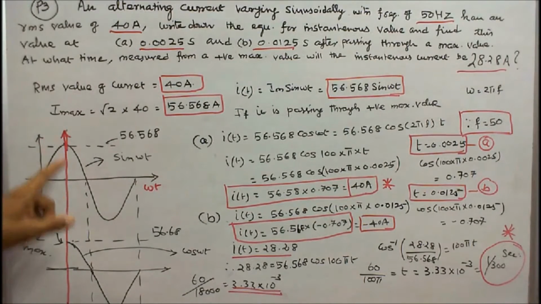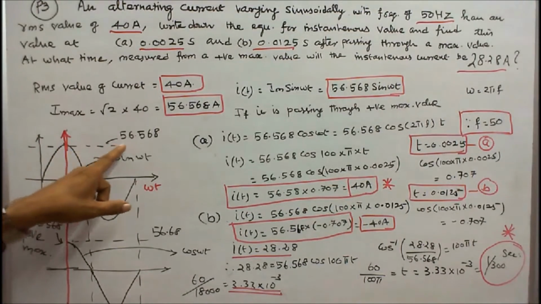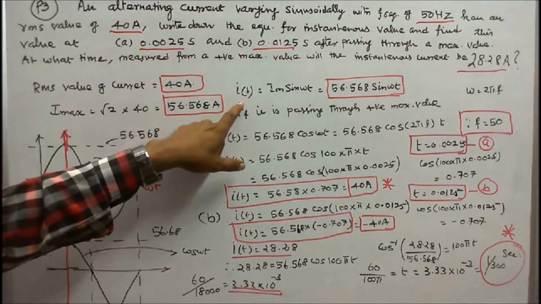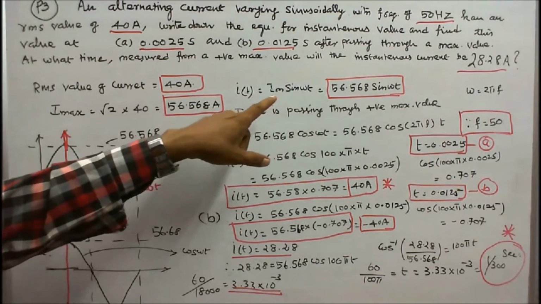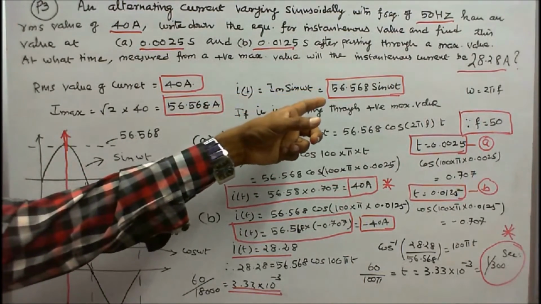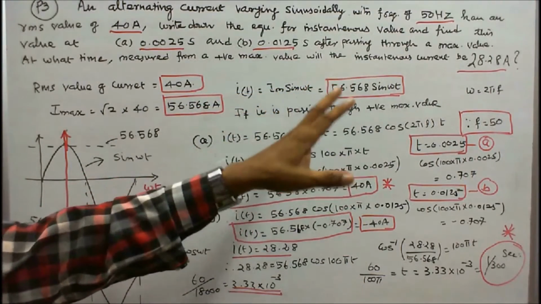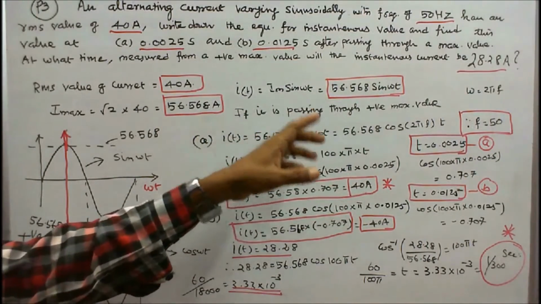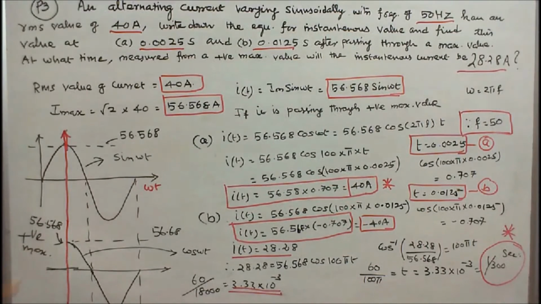Here this is a sine curve. Its maximum value is 56.568. I can write instantaneous current i of t is equal to Im sin omega t, that is equal to 56.568 sin omega t. If it is passing through positive maximum value, this is a curve.